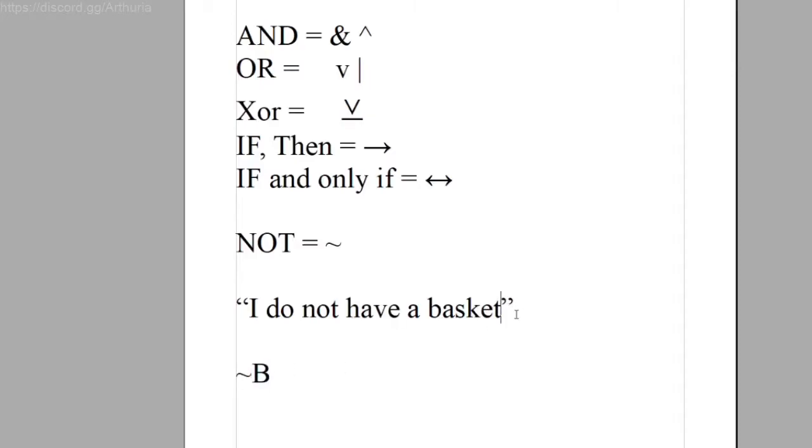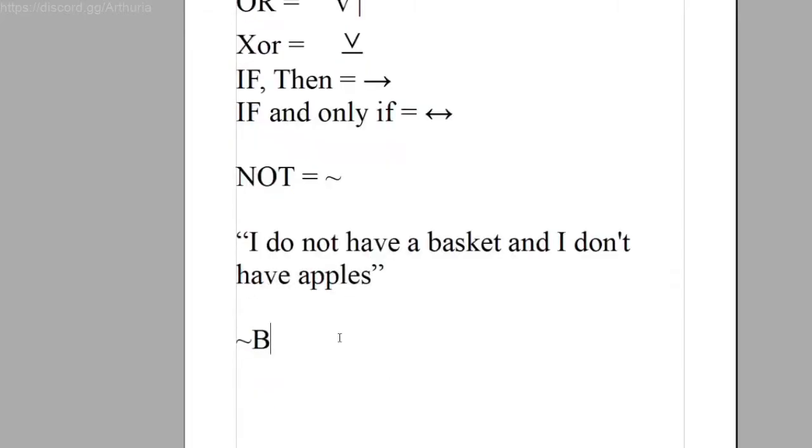So what if I were to say, I do not have a basket and I don't have apples? How would I write this in logic? Well, now we're using parentheses. So this is saying, hey, I do not have a basket, right? So not B, and I don't have apples, not A. For example.